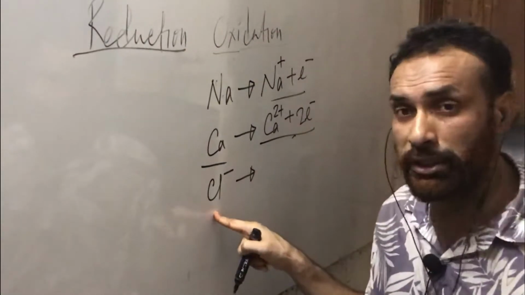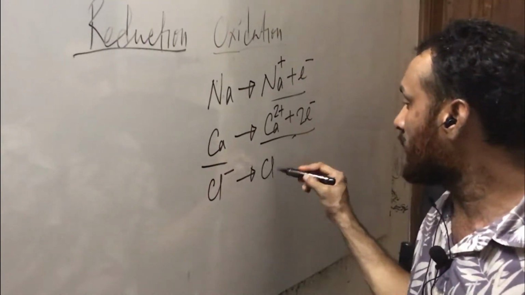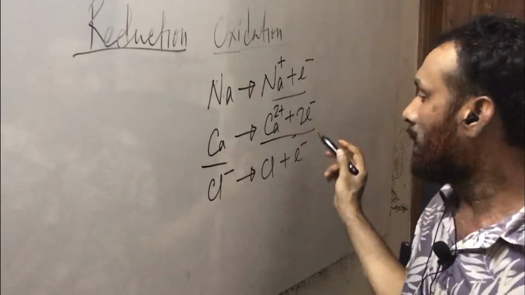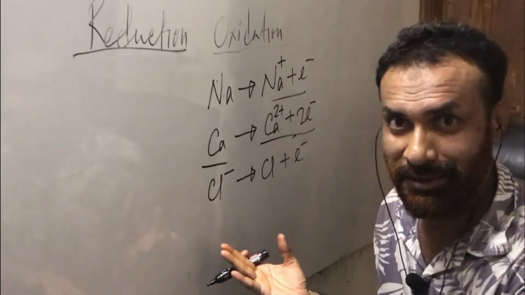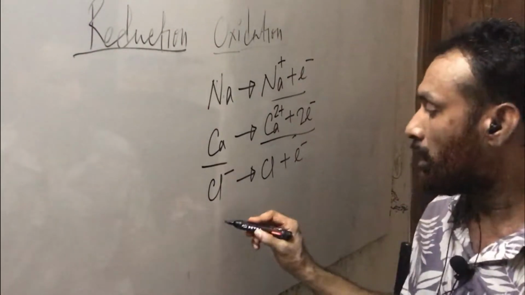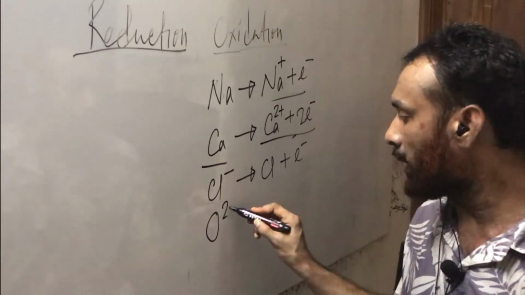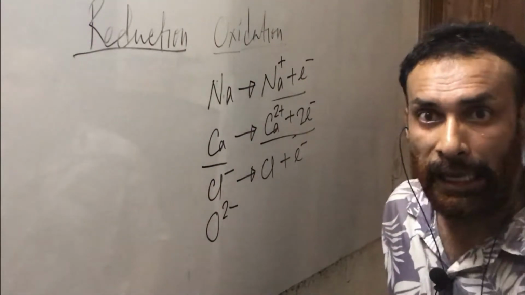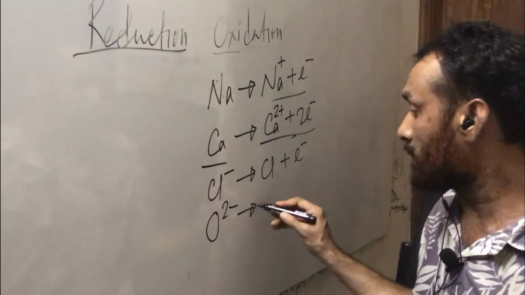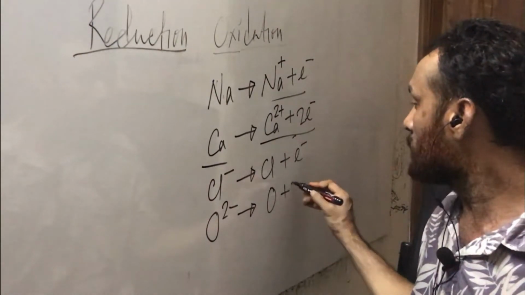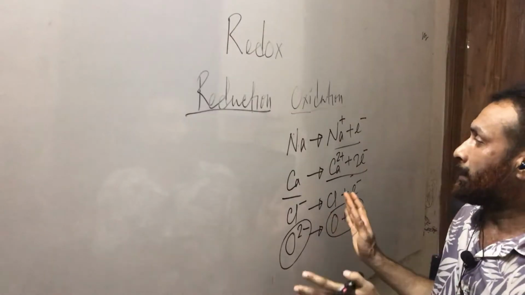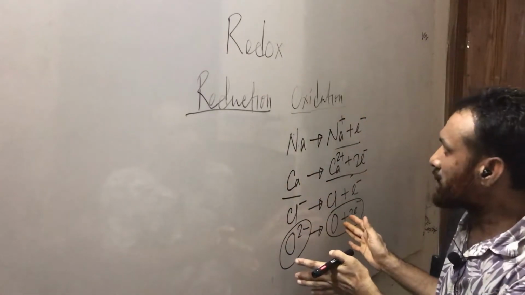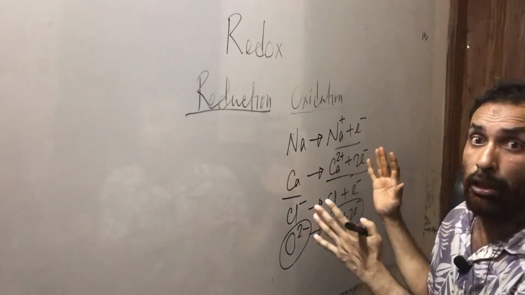Okay, if it loses an electron, the electron will be on the right side, and this is how we write the equation. And if this is oxide, look carefully, I write oxide O2 minus, and this can lose electrons to form O and 2 electrons. And in this oxidation equation, you get electrons are lost.